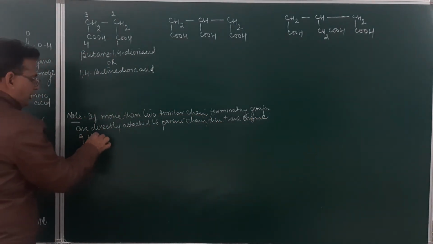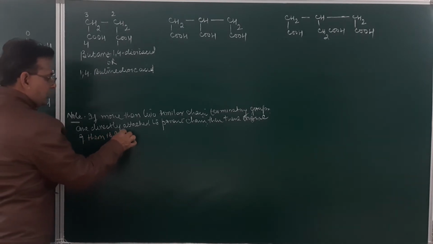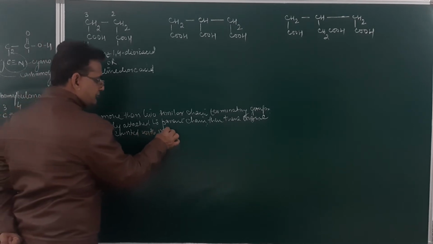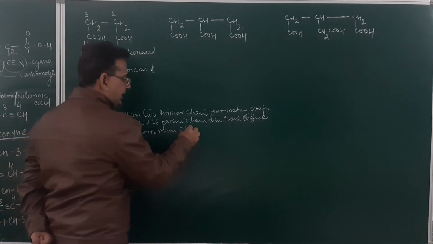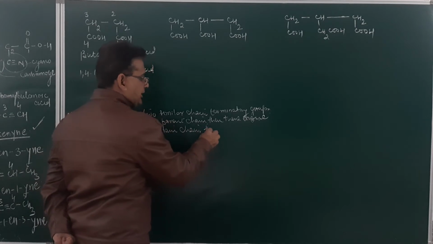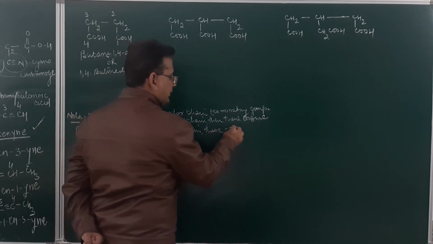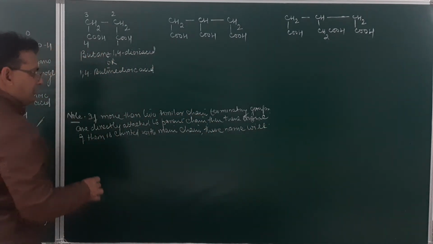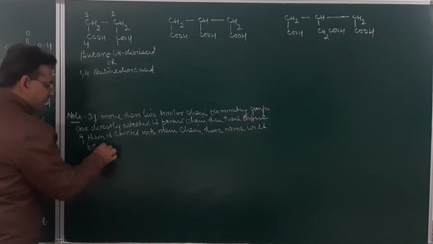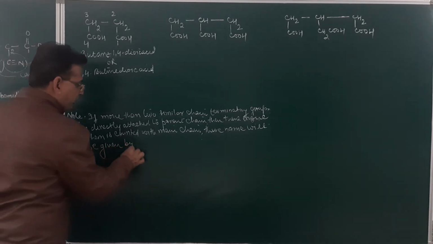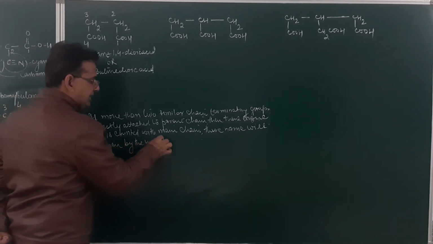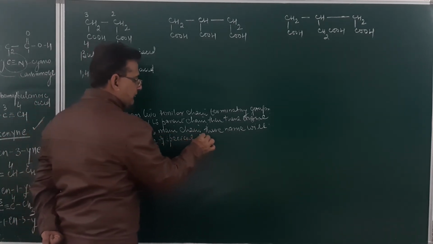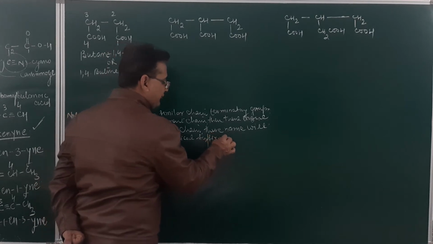None of them is counted with the main chain. Then in that case, none of them is counted with the main chain. And their names will be given by the use of, remember this rule, special suffixes.